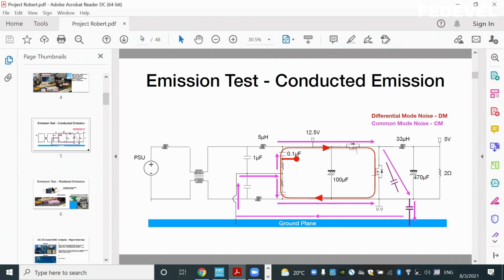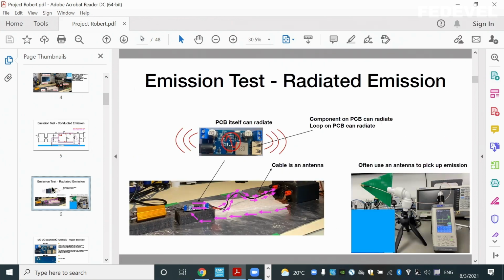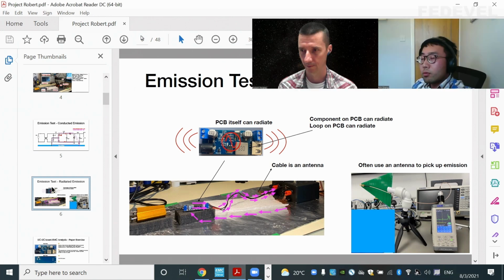Now let's look at the radiated emission before I forget. So the question you ask is why, most of the time, if a unit fails conducted emission, it will also fail the radiated emission. I just have this drawing here. When we talk about radiated emission, there are many possible mechanisms that can radiate. For instance, your PCB itself could radiate. I remember one video you did with Eric Bogatin, where you were talking about what happens if there's a gap on the return plane.